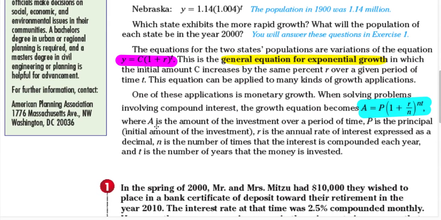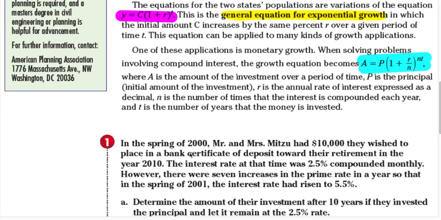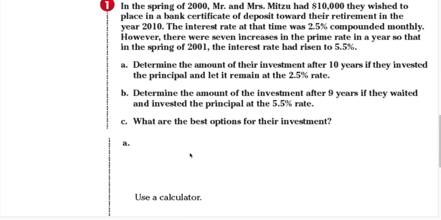In this case, A is the actual amount of investment over a period of time. P is the principal, the initial amount of investment. r is the annual rate of interest, and remember, annual means yearly rate of interest, expressed as a decimal. n is the number of times that the interest is compounded each year, and t is the number of years that the money is invested. So how would you use that formula? Let's take a look at example 1.